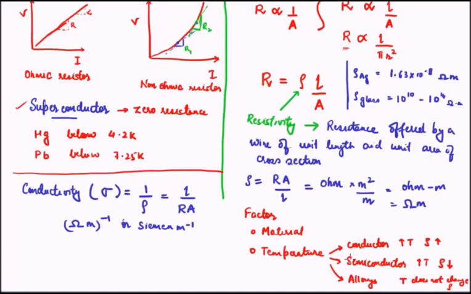So we see that depending on the application, we need to choose material based on its resistance, conductance, resistivity change based on temperature and such things. So this is application engineering. You use the properties to your advantage.